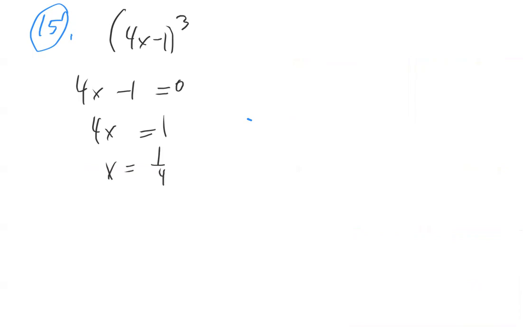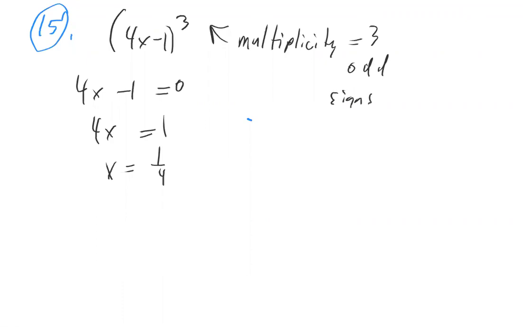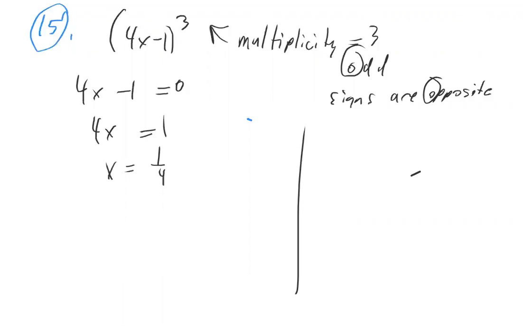Now note, this power is called a multiplicity. The multiplicity is equal to 3, and that's an odd number, right? If the multiplicity or the power is odd, then the signs of the graph are opposite signs. Odd means opposite. Odd multiplicity means opposite signs. So there's going to be an x-intercept of 1/4 on the graph, like that.